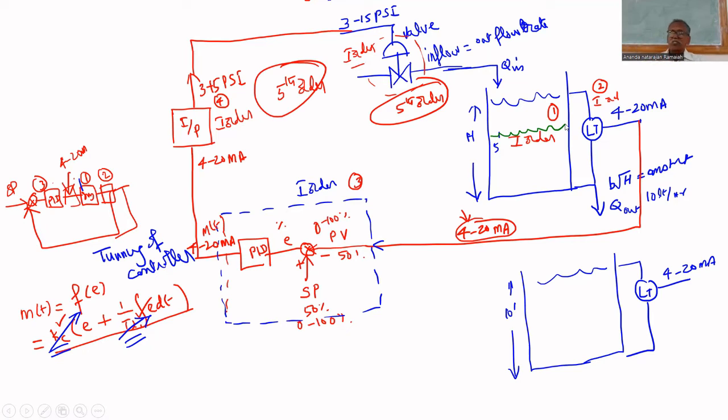Already we brought the process to 50% by some other means. Let us assume by some other means I brought the process to 50% level. What is the error? Set point is 50%, level also 50%. What is the error? 0. Control output is 0. The valve opening is 0.